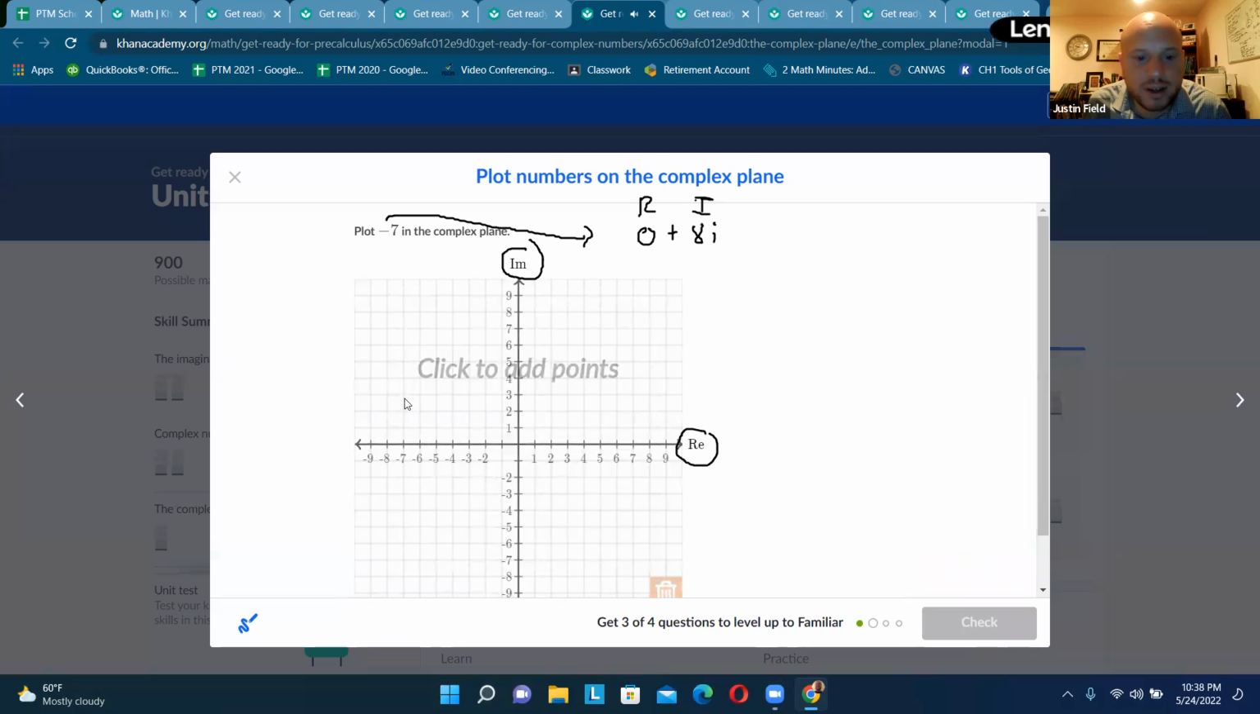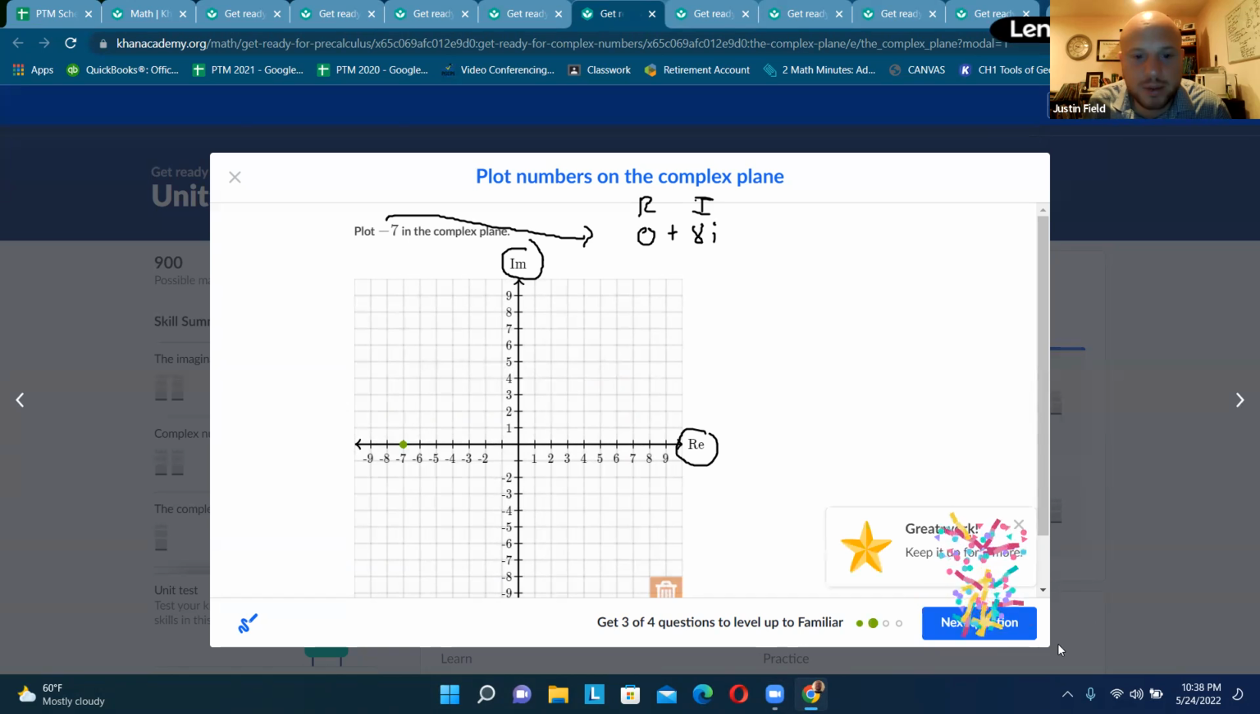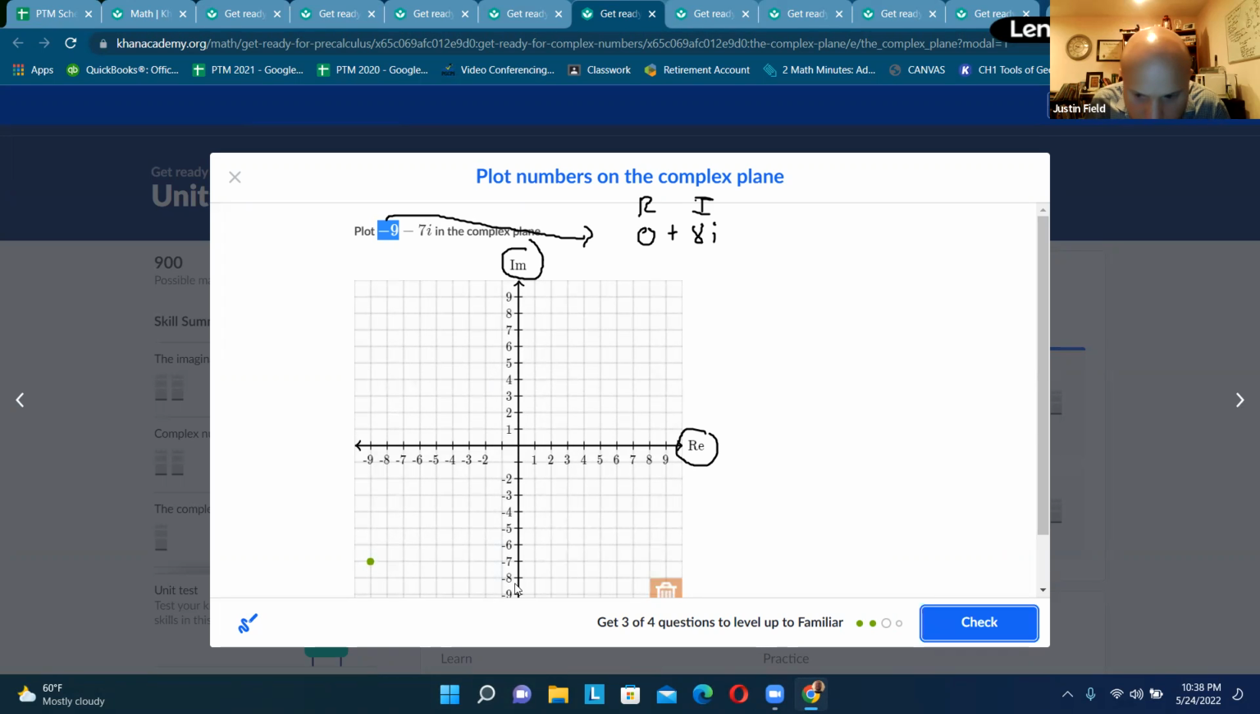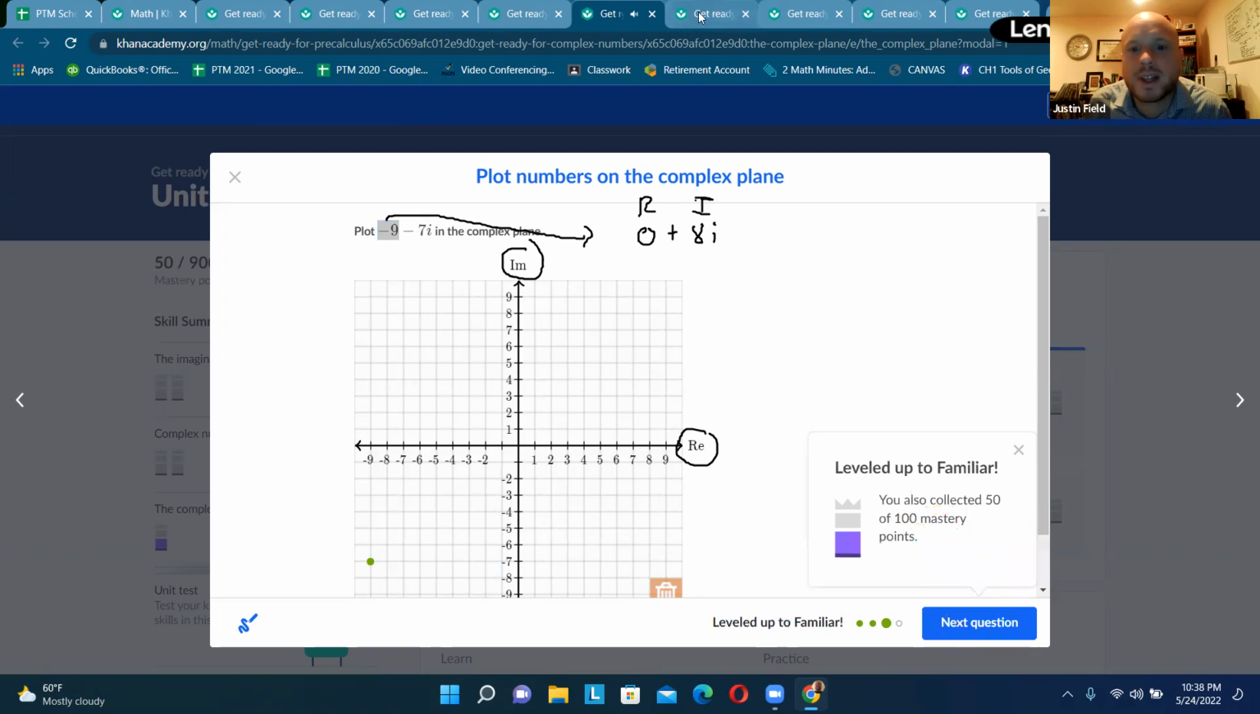Negative 7 is a real number, and so that's an x-intercept there. So, finally a complex number. We're going to go left 9 and then down 7. And it's right here. How fun.